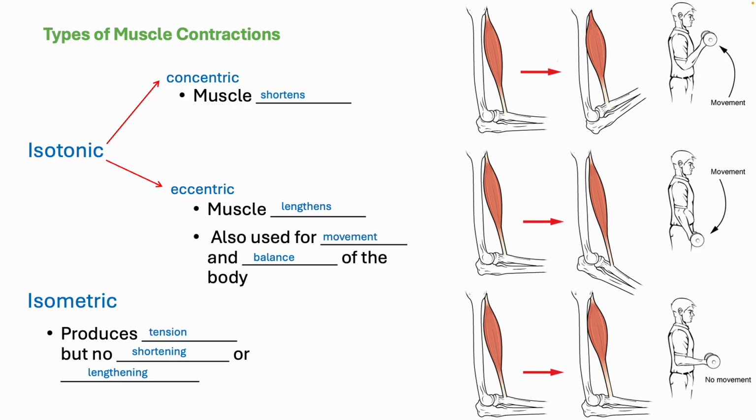All right, so this does it for our lesson on muscle contractions. Next video, we will be talking about the types of metabolism that occur during muscle movement and the use of muscles. So I'll see you next time.